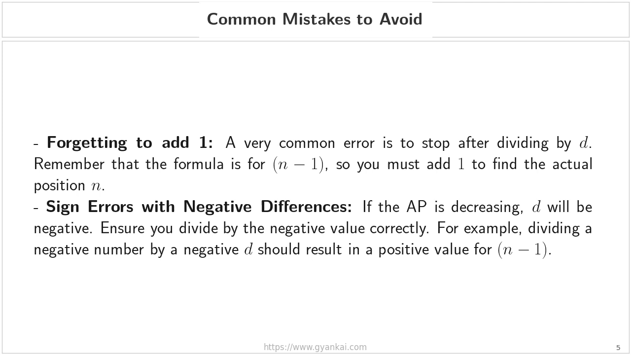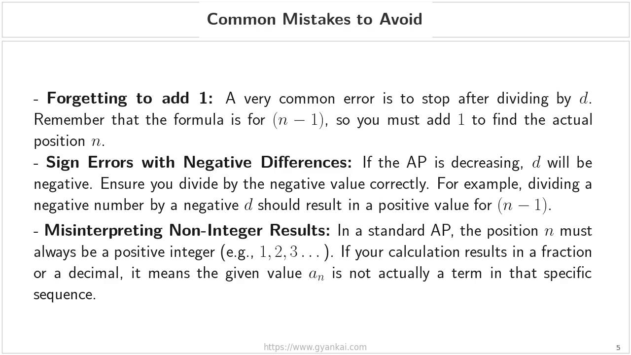Second, keep a close eye on your signs, especially when dealing with negative differences. If you are working with a decreasing arithmetic progression, your common difference, d, will be a negative number. You must be very careful when dividing. For instance, if your subtraction results in a negative numerator, remember that dividing a negative number by a negative d should result in a positive value for n minus 1. A simple sign error here will lead you to an incorrect position.